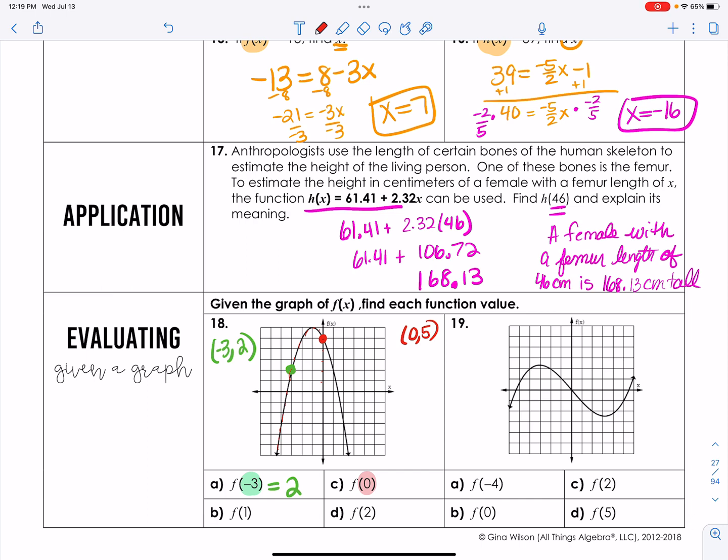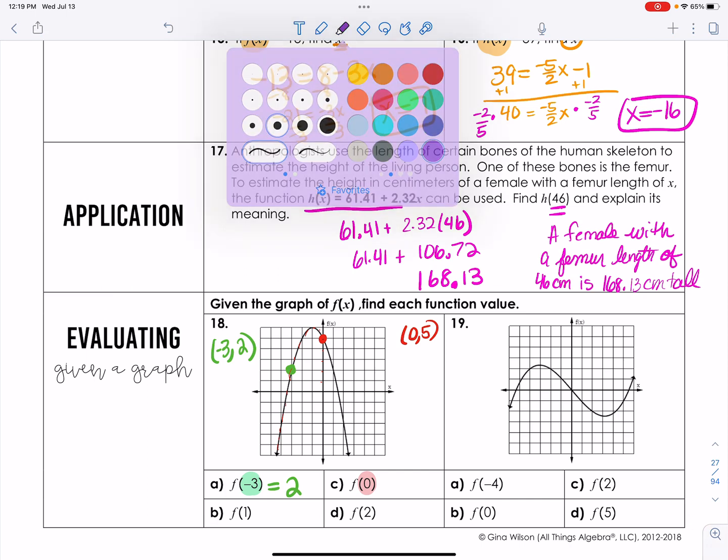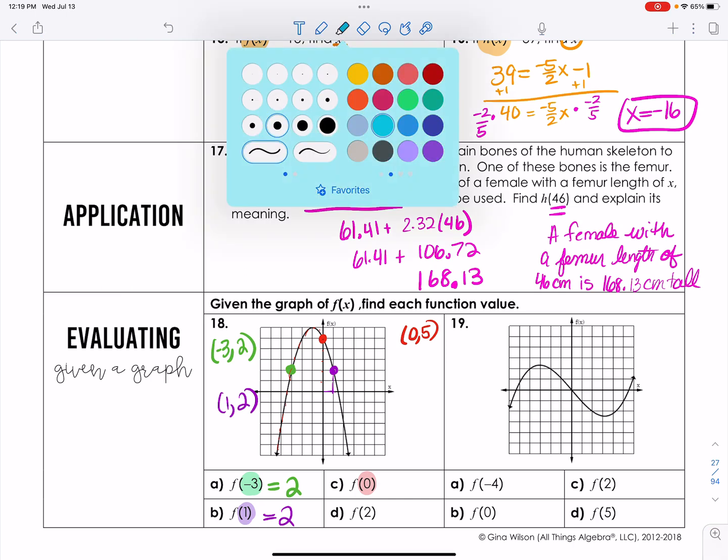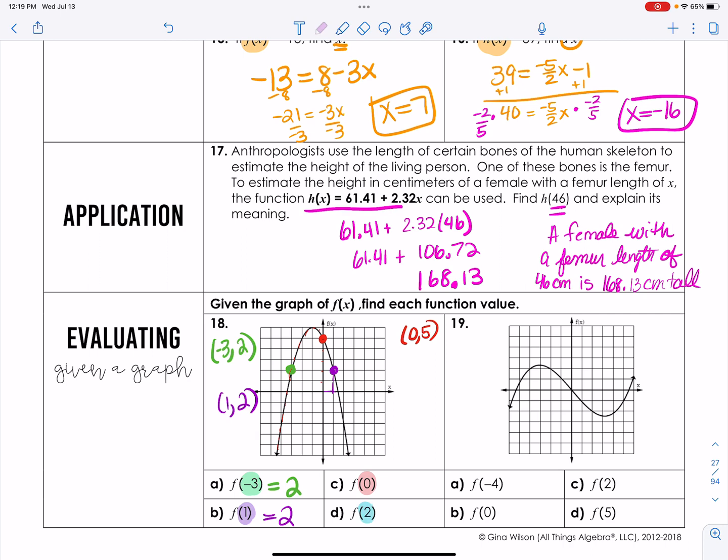Okay, and so the next one is looking for x of 1. So if I go to 1 and I follow the graph, I go up, isn't it right there at 2? So my answer is 2. And now the next one is looking for x of 2. So I go to 2 and I go down here and it's a negative 3. Okay, so you're just finding those points on the graph. Oops, I forgot to put 5 in there.